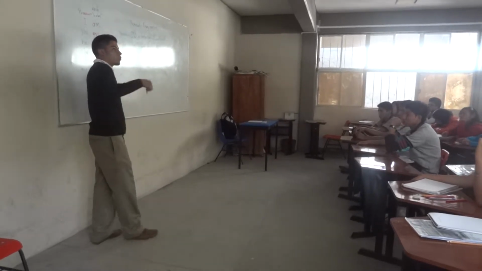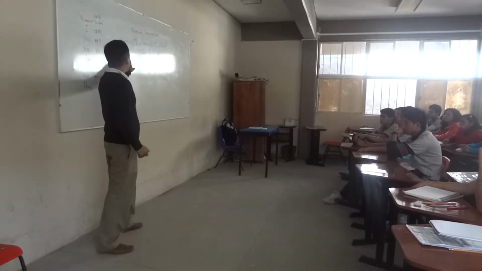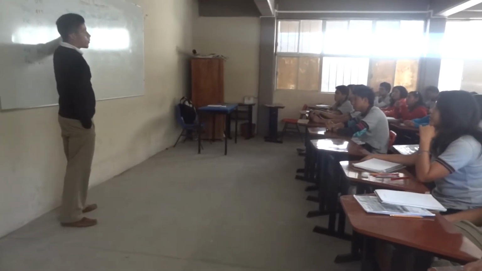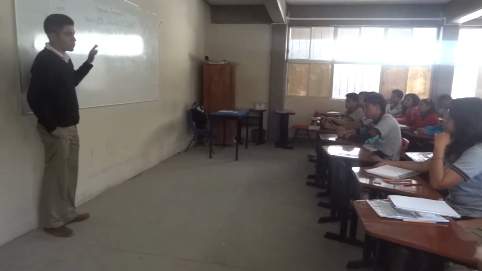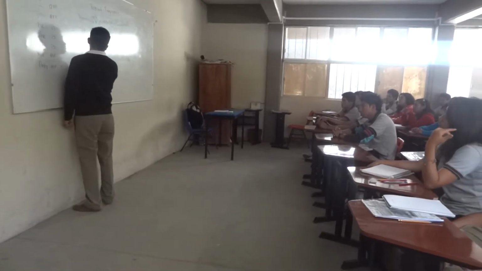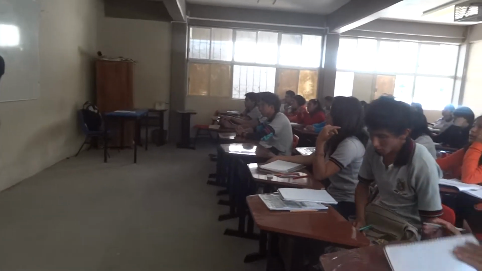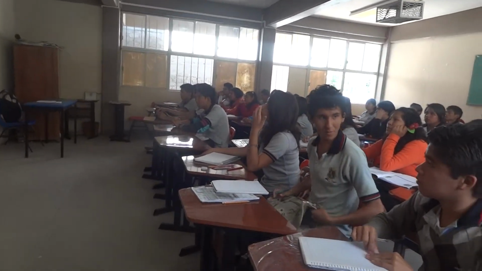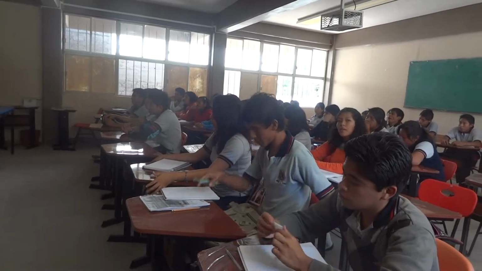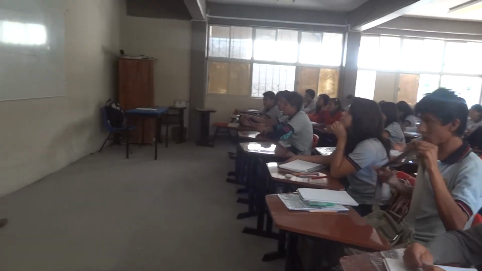Now, the interrogative form. Is. Well, we have to make a change. Is she? The verb to be passes to the first place. Okay? Is. Is she writing on the notebook? Is she writing on the notebook? ¿Está ella escribiendo en el cuaderno?